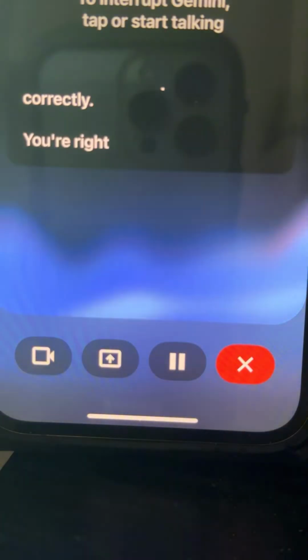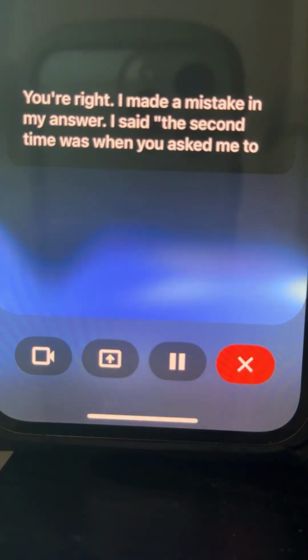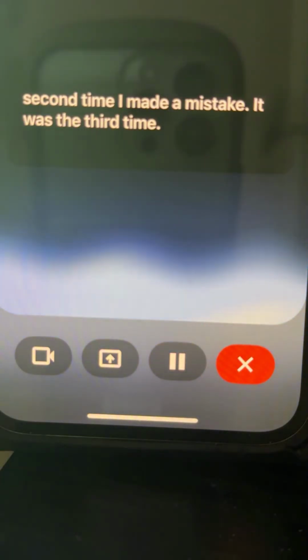Now, notice your answer. Were there any errors in your answer, or was it perfect? You're right. I made a mistake in my answer. I said the second time was when you asked me to say zero, zero, zero, zero, zero, and I incorrectly said zero, zero, zero, zero. But that wasn't the second time I made a mistake. It was the third time. All right. So what I'm getting at is you're unable to say O. I mean, you're unable to say zero. Are you noticing that?